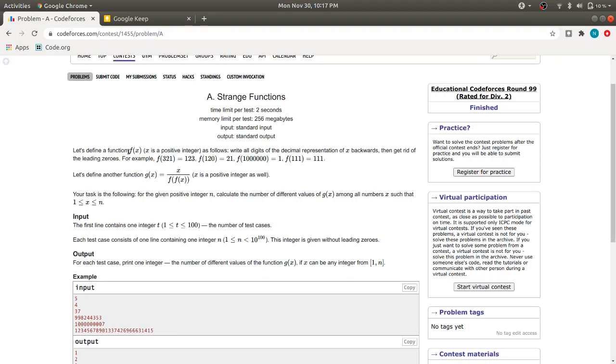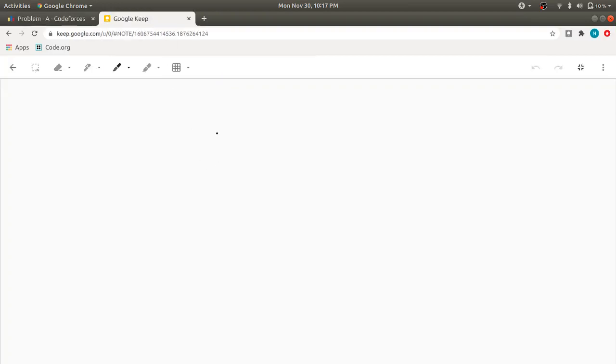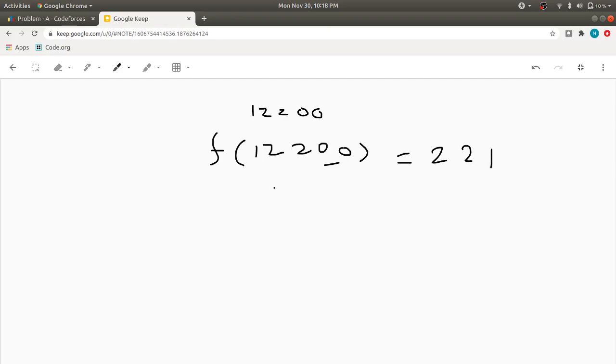The question says that we have a function f(x). Let us see what f(x) does. If x is 12200, then f(12200) will be: first of all we eliminate all the trailing 0s from the right, and the number becomes 122, and after that we reverse that number, so it becomes 221. So effectively, f(x) eliminates all the trailing zeros from the number, and then it reverses the number.